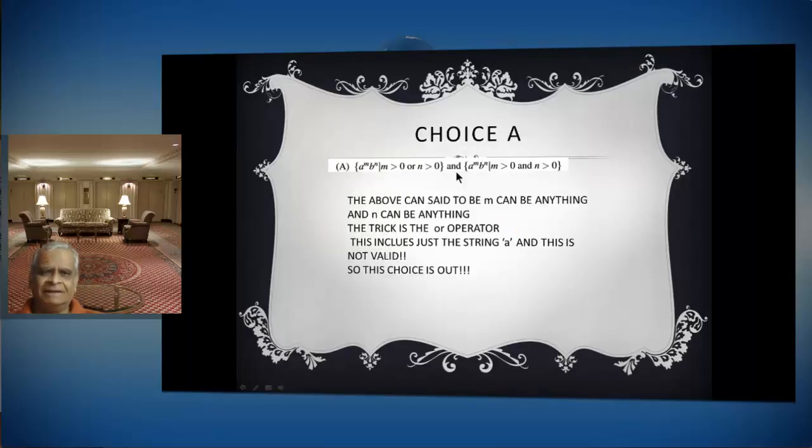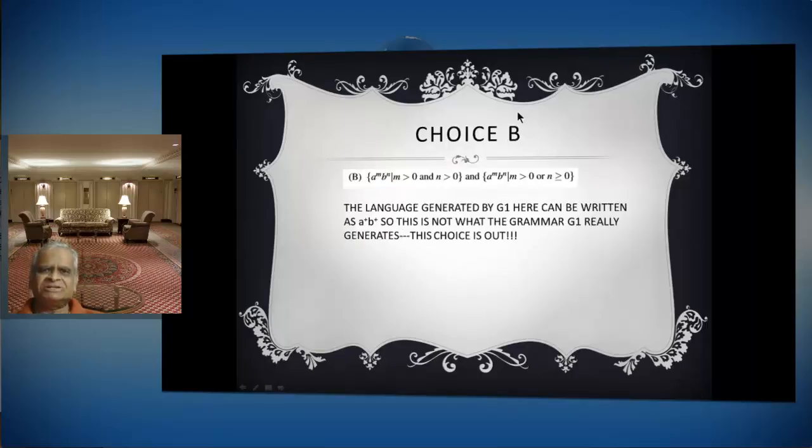So consider choice A. The choice is M must be at least 1 or more, or N must be 1 or more. The above can be said M can be anything and N can be anything. The trick is the OR operator. So this includes the string just A, and this is not going to be in the language generated by G1. For B is compulsorily in G1, A cannot be just 1. Because B has compulsorily got to be there. So this choice is out. It's a false choice.